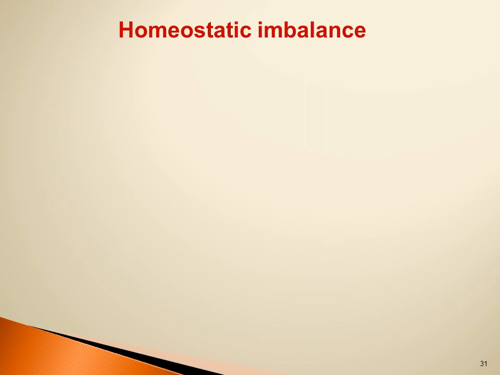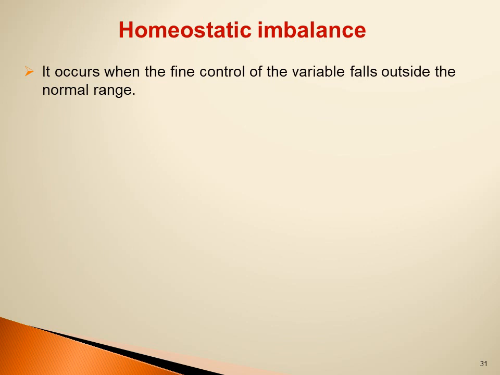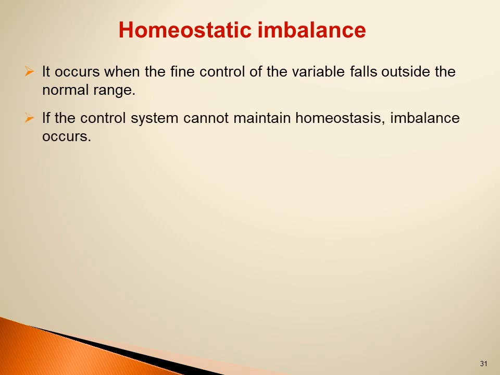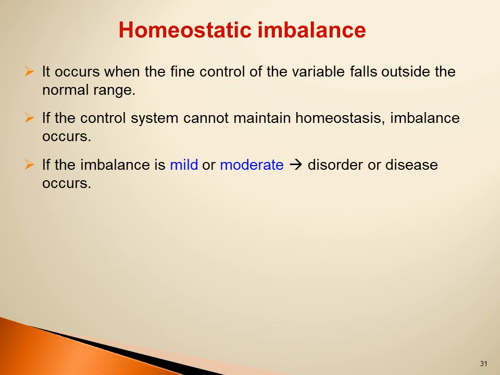Homeostasis is very important to keep the normal function of the body, but sometimes we encounter homeostatic imbalances. What is a homeostatic imbalance? It occurs when the fine control of the variable falls outside the normal range. If the control system cannot maintain homeostasis, imbalance will occur. If the imbalance is mild or moderate, usually this will lead to disorder or disease, but if the imbalance is very strong or intense, this can lead to death.